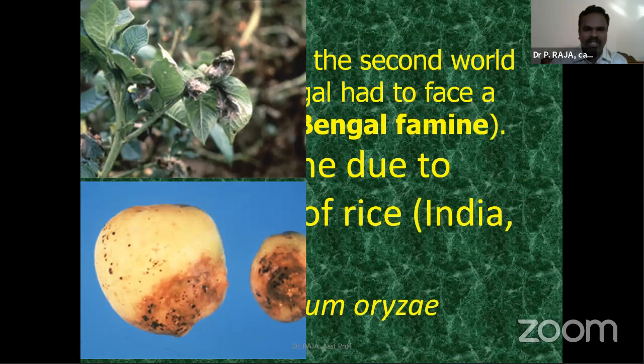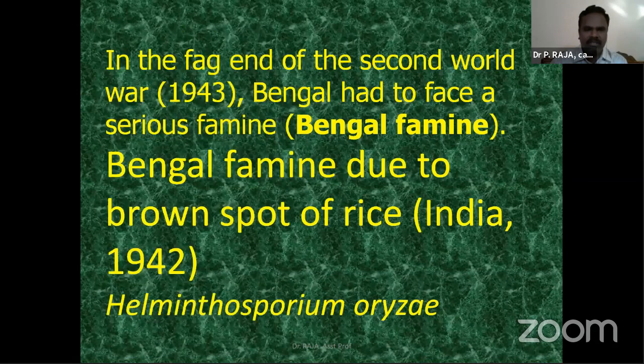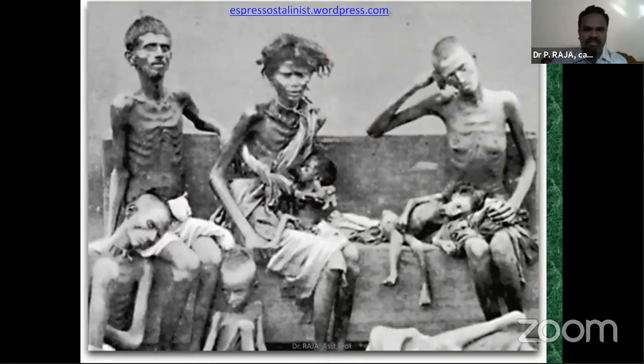In India, it happened in 1943. It is due to Helminthosporium oryzae, the brown spot of rice. This pathogen started attacking the rice crop, and what happened was a total failure of the rice, and many people could not get the paddy grain, and they starved and died in the Bengal region. These are some of the pictures.